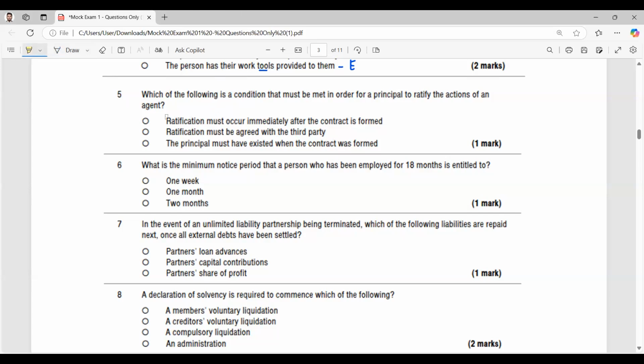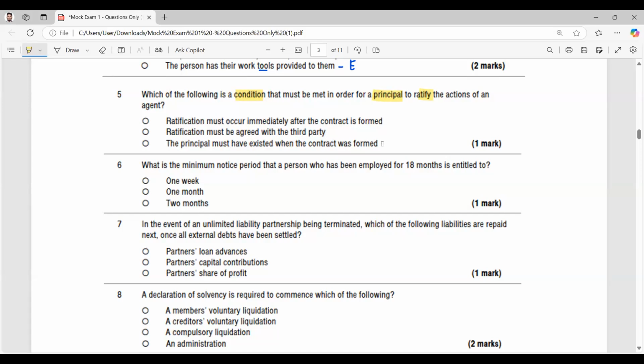Okay, let's discuss the fifth one. Which of the following is a condition that must be met in order for a principal to ratify the actions of an agent? Ratification must occur immediately after the contract is formed. Ratification must be agreed with a third party. The principal must have existed when the contract was formed.